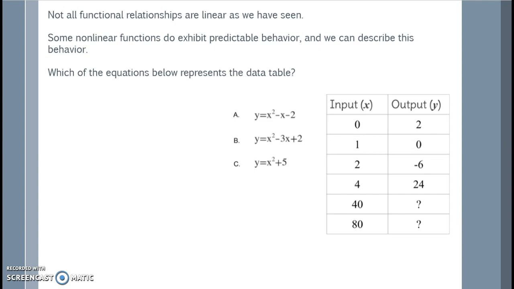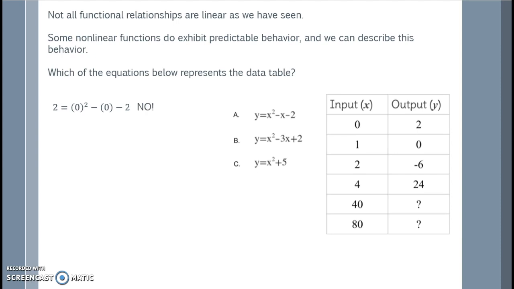Which of the equations below represents the data table? I know that the inputs are the x values and the outputs are the y values. So I'll use my first equation, y equals x squared minus x minus 2, by plugging in 2 for my y value and 0 for my x value. When I simplify, I see that I'll end up with 2 equal to -2. So this does not work.